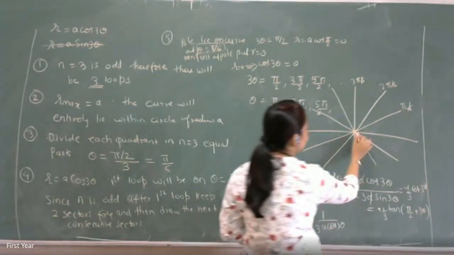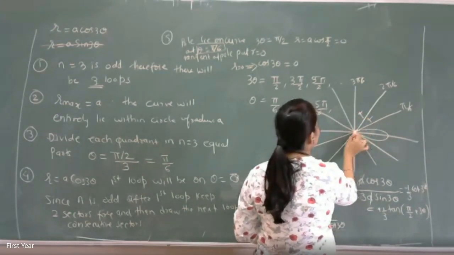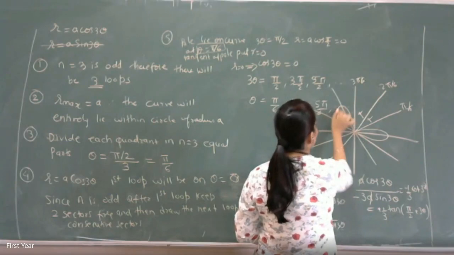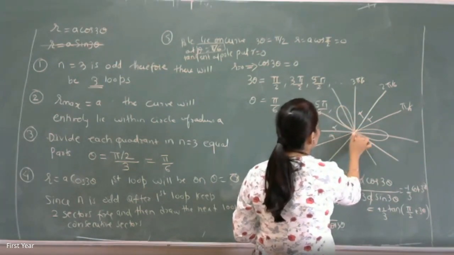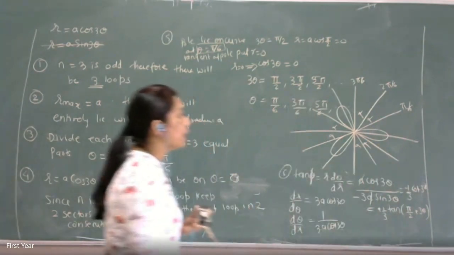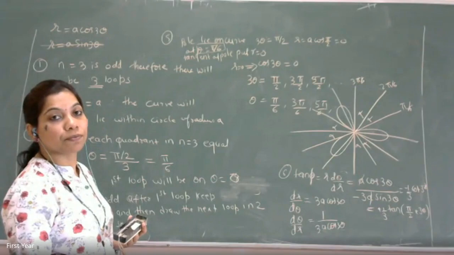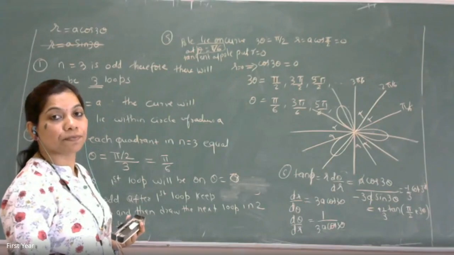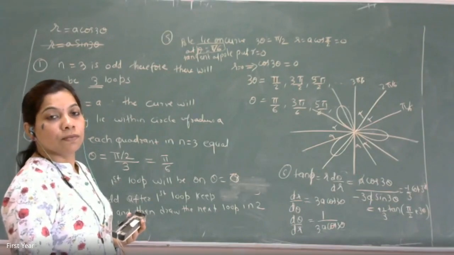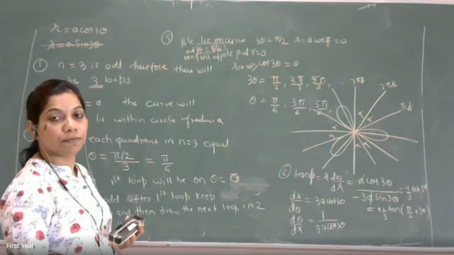Then the first group is on theta is equal to 0. If these two sectors are free, then draw the next group here. If these two sectors are free, draw the next group here. If these two sectors are free. When you come back to the same loop again, it will stop. So this will be your curve. Is it okay? Clear, everyone? Yes, ma'am.